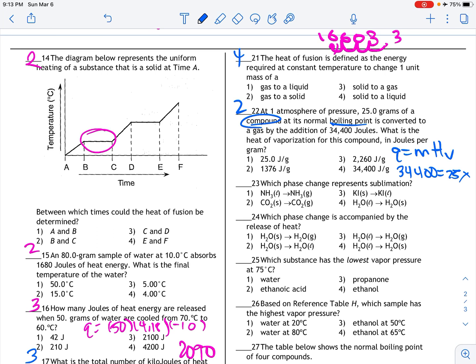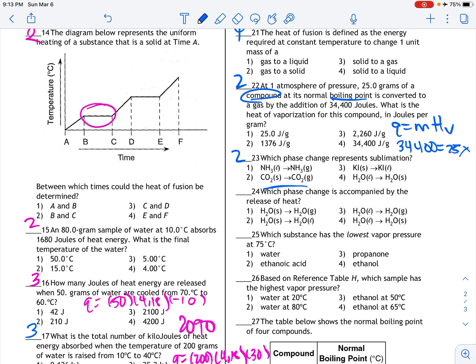Solid straight to the gas. So this is dry ice right here. Which phase change is accompanied by the release of heat? Release of heat is exothermic. That's gas to liquid, liquid to solid, or gas straight to solid. So that would be choice 4. Is liquid water freezing into an ice cube.